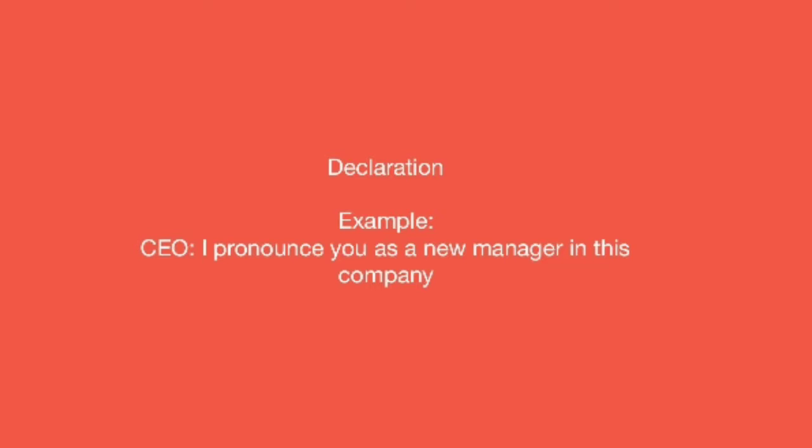So for example, when a CEO says to one of his employees, "I pronounce you as new manager of this company," the CEO in this context has the privilege to pronounce promotions, and when this utterance is performed, the employee is changed from an ordinary employee into a manager from that moment on. On the contrary, if the speaker is not a CEO or someone who has the privilege to promote people, the utterance will not be effective.